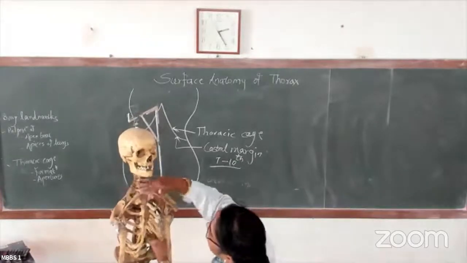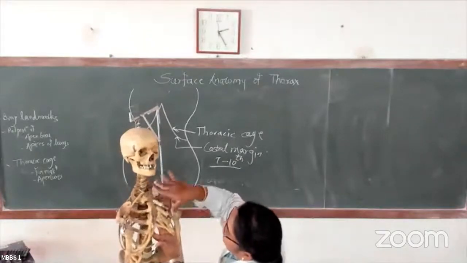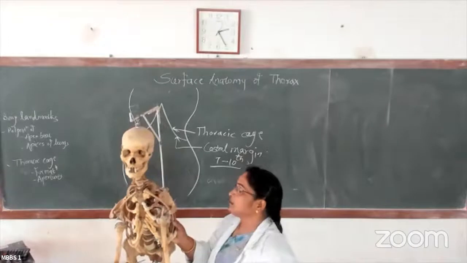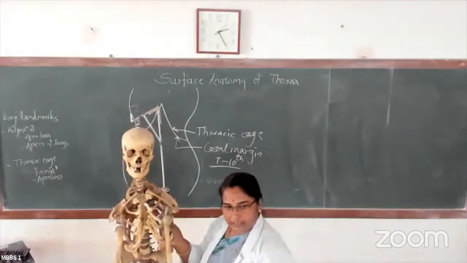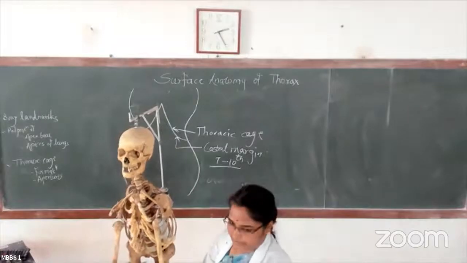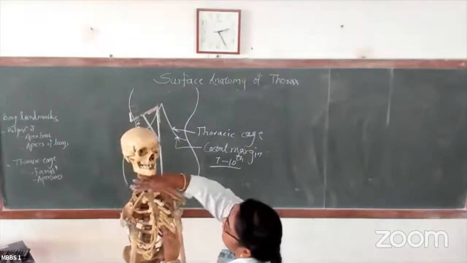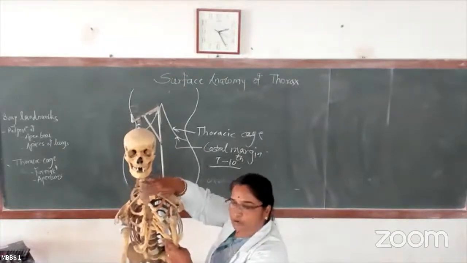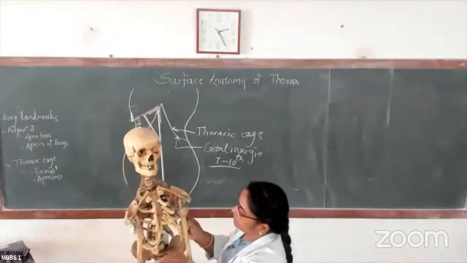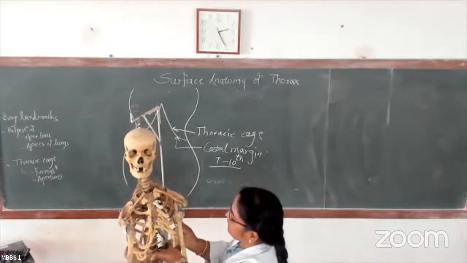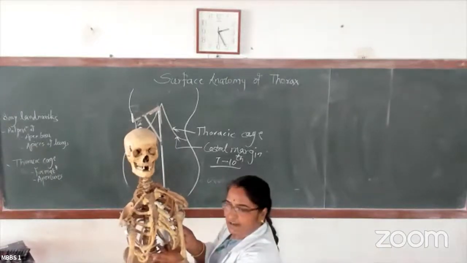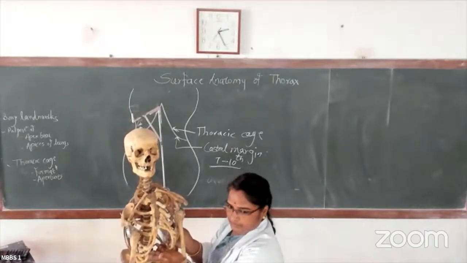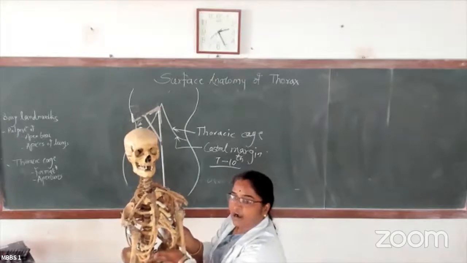Now this thoracic cage is formed anteriorly by the sternum, costal cartilages, posteriorly by 12 thoracic vertebrae with intervertebral discs and laterally by the shafts of the ribs. Now this thoracic cage has its upper opening, that is the superior thoracic aperture or thoracic inlet, and here at the lower quarter of this thorax there is one aperture, which is called the inferior thoracic aperture or thoracic outlet.